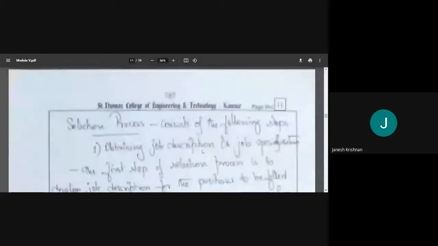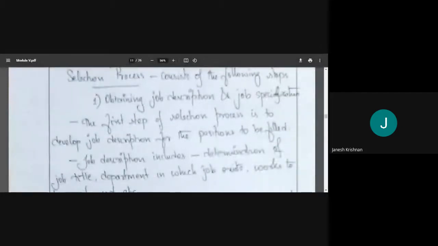Now, how does the selection process work? The selection process consists of the following steps. What are the first steps? Basically, obtaining the job description and job specification. So we have done the job analysis. Now we know what the steps and requirements are. So we need to identify the job requirement, and once we know it, we make a description and we get a specification.